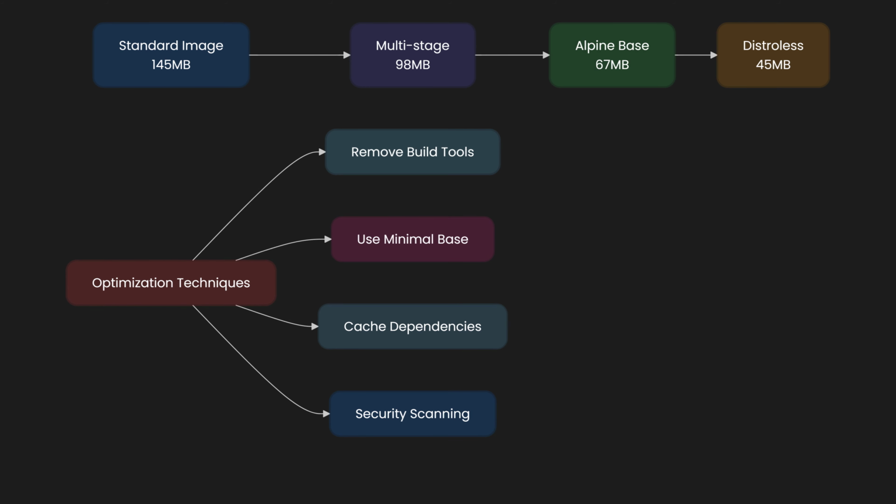Our optimization journey, from 145 MB to 45 MB. Each technique serves different needs: multi-stage builds, Alpine base, distroless images, and caching dependencies. Security scanning ensures our images are safe.